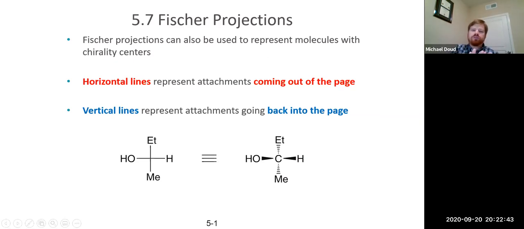And the way that you read them is basically, the Fischer projection is like a flattening out of a chiral molecule, where the central carbon is in the middle, and it's like a big plus sign. And then the way it's organized is the vertical lines, the ones going up and down, are going into the page, and the ones that are horizontal are coming out towards you, out of the screen. And that's just how you organize it.